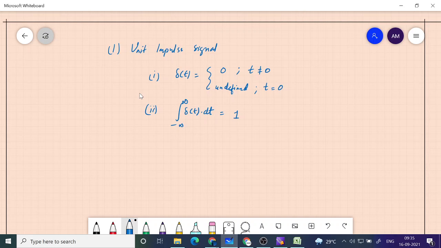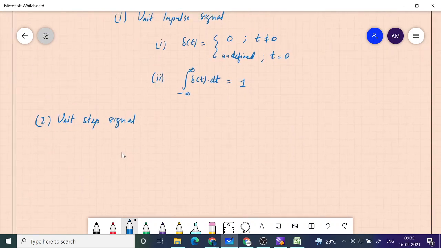Now the second function that we looked at was the unit step function. You can say signal also, because signals are basically functions. So what is the unit step function? You can define it in this manner: u of t is equal to 0 for t less than 0 and 1 for t greater than or equal to 0. Even for t equal to 0 you can say that it is 1.